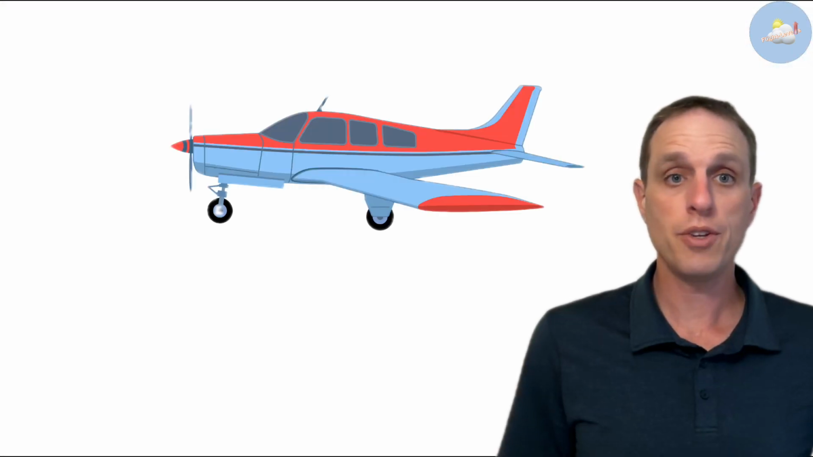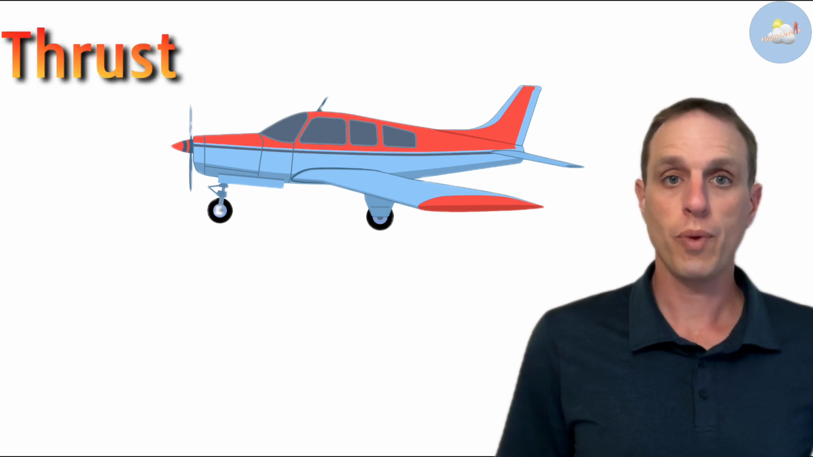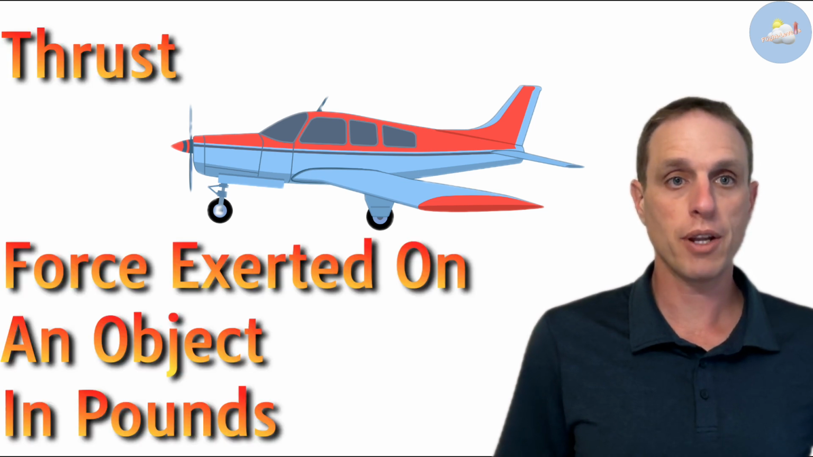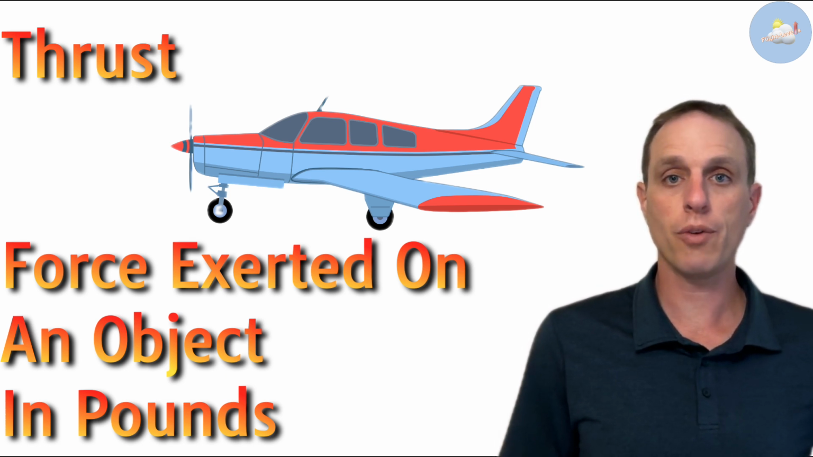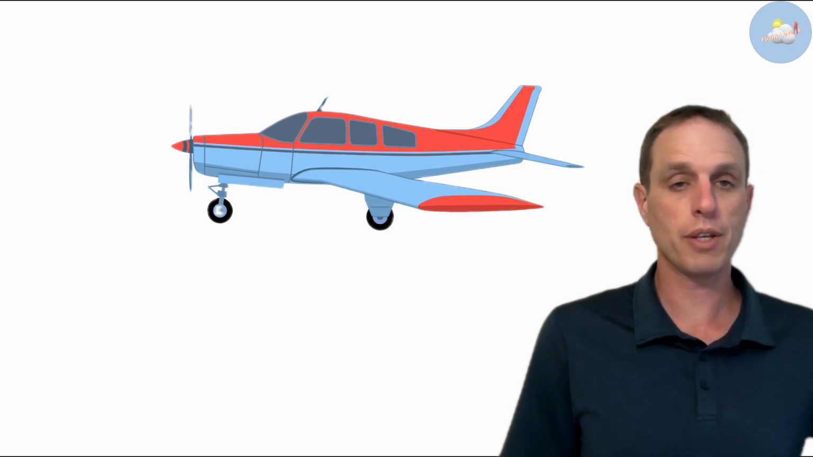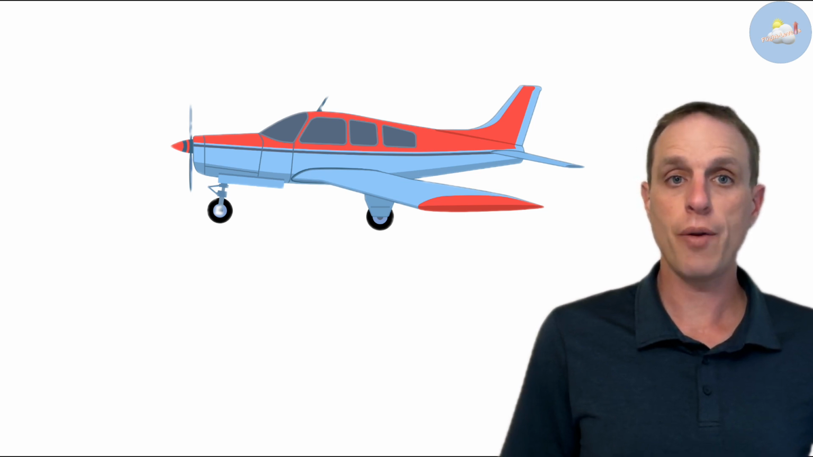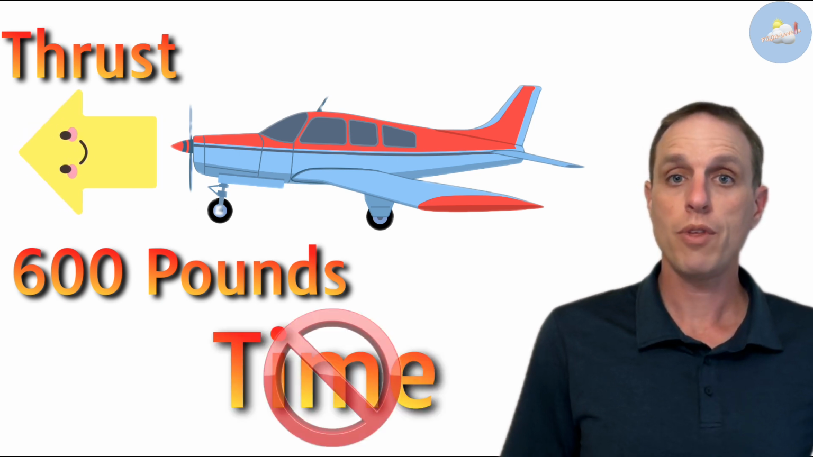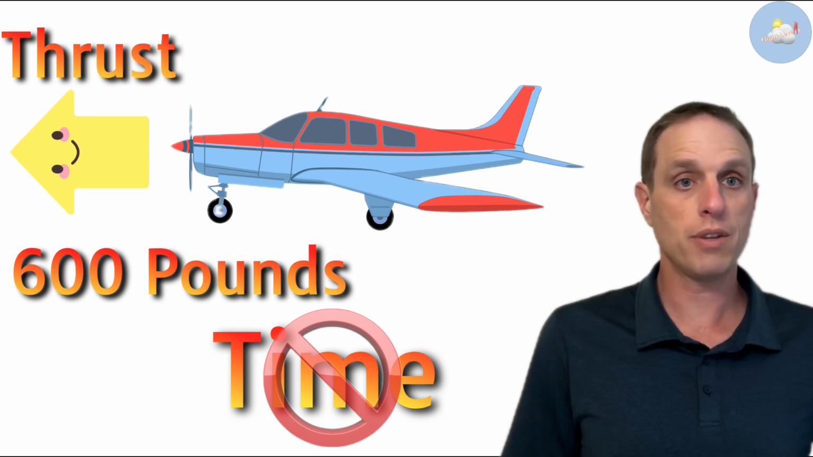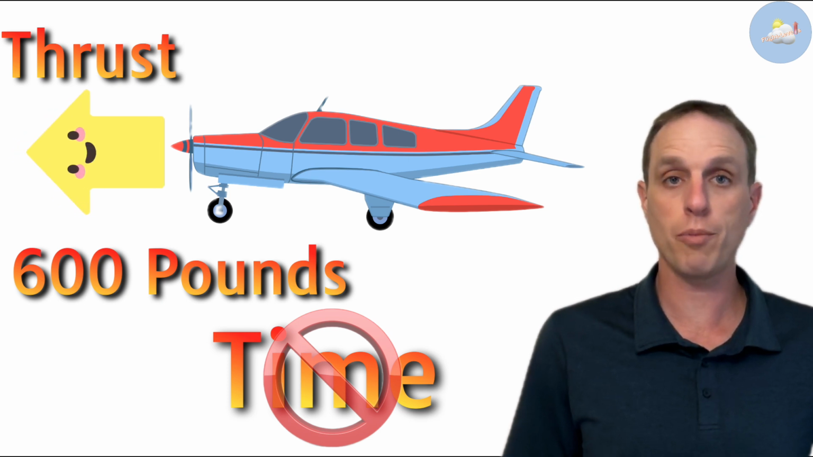To begin, we need to define a few terms. Thrust is a force exerted on an object measured in pounds. For example, let's take a look at an airplane sitting on the ground stationary with the pilot holding the brakes. Now, let's advance the throttle to perform an engine run-up. In this example, the propeller is generating 600 pounds of force via thrust. Note that there is no time component of thrust. Whether we leave the throttle advanced for 5 seconds or 5 minutes, the thrust is still 600 pounds.